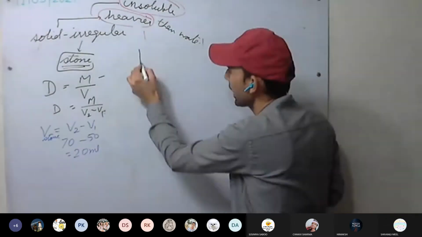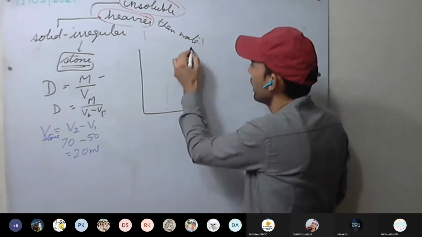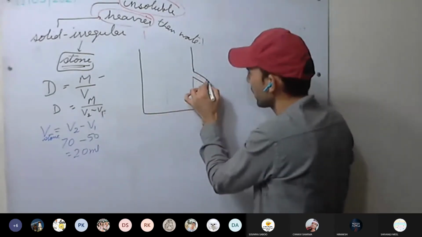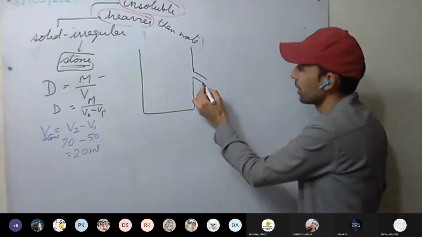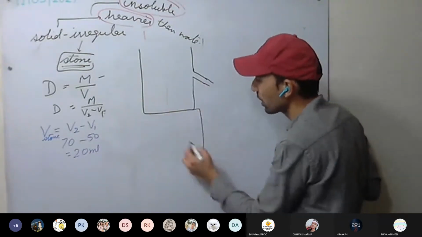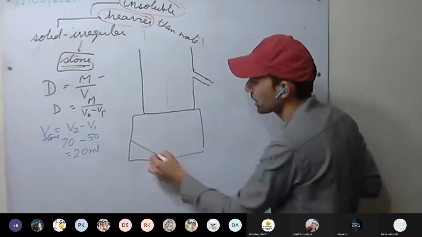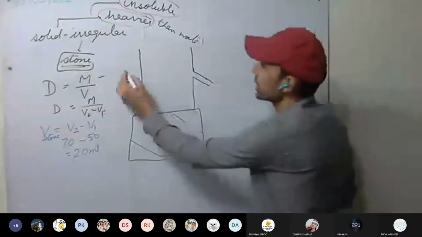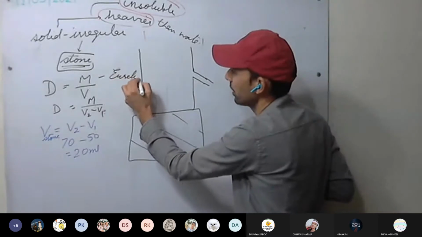So a Eureka can is like this. And there is a spout, one outlet. What we are going to do is put the Eureka can at some height, on a wooden block. This is the Eureka can.